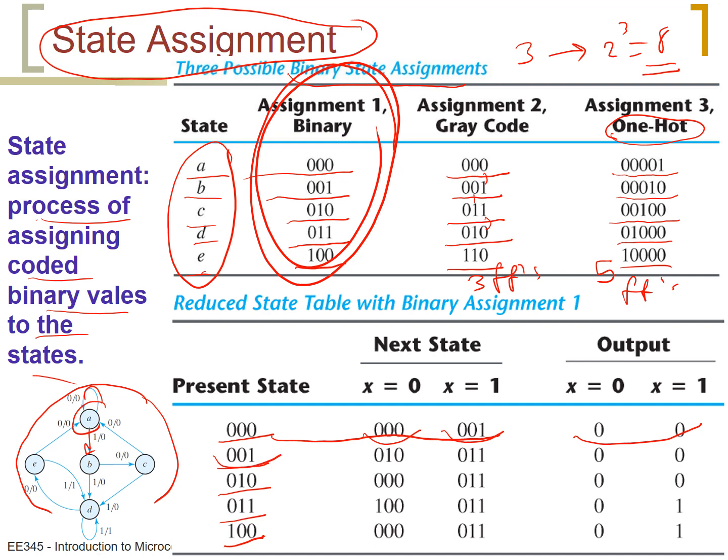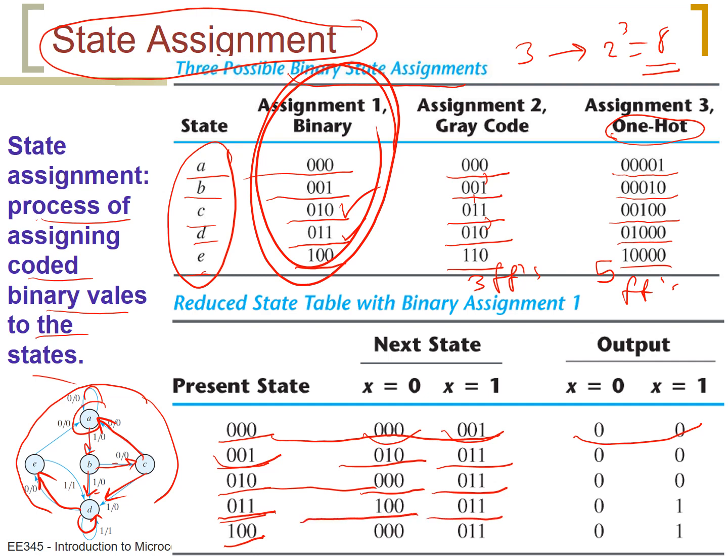And state B will go from the diagram here, will go to C or to D for input 0 and 1. So we write 0, 1, 0, which is C, or 0, 1, 1, which is D. And state C here goes to A or D. So we write 0, 0, 0 and 0, 1, 1. And then state D here goes either to E or D. So it goes to 1, 0, 0 or 0, 1, 1.